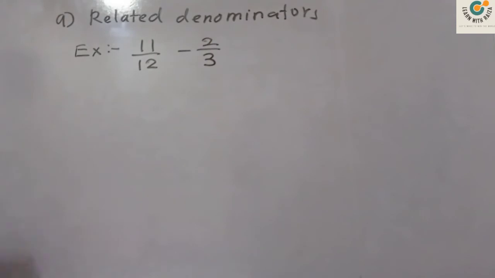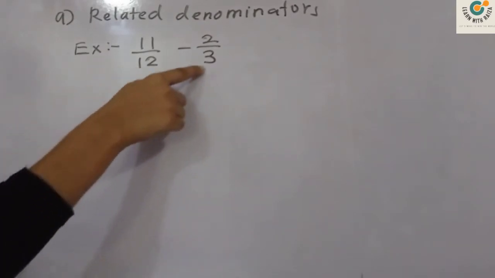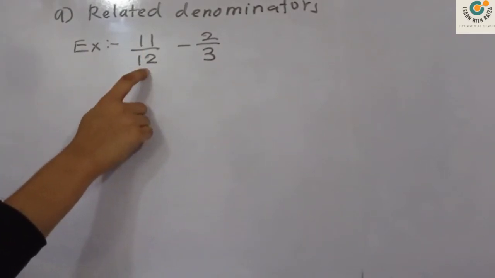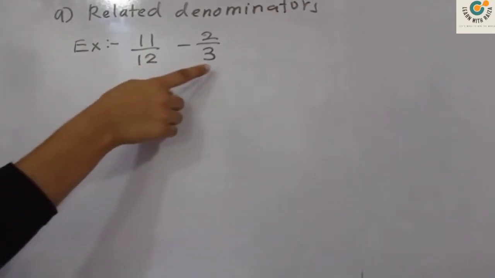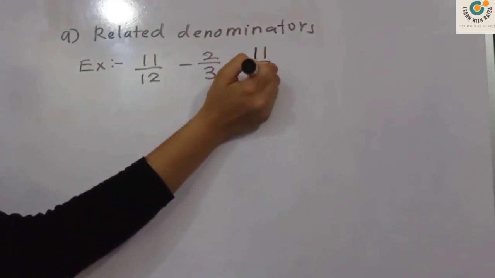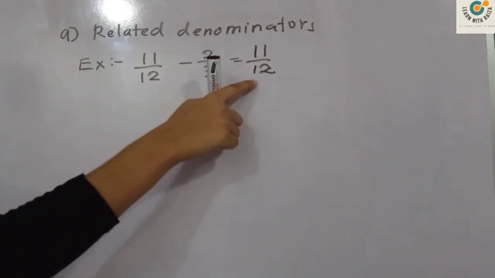Now here see, different denominators and different numerators are there. So are these related now? Yes, of course it's related. The topic is related denominators. So the larger number can be made by the smaller number 3. How do we make it now? 11 over 12, don't do any changes. The reason is we are going to make number 12.